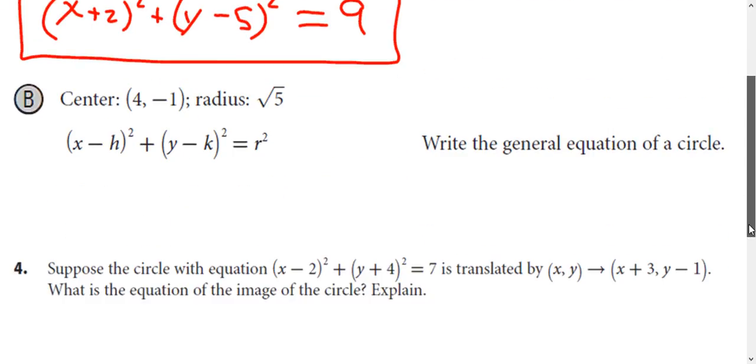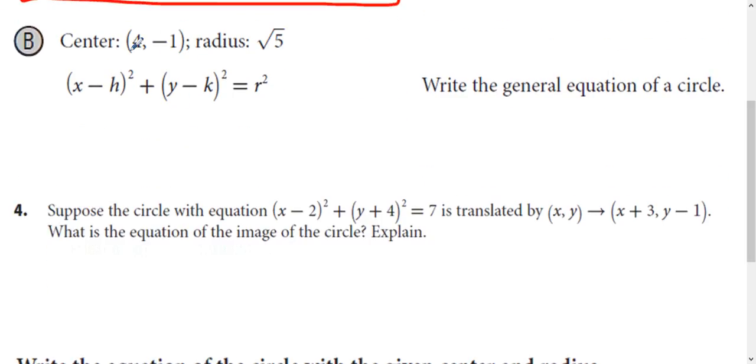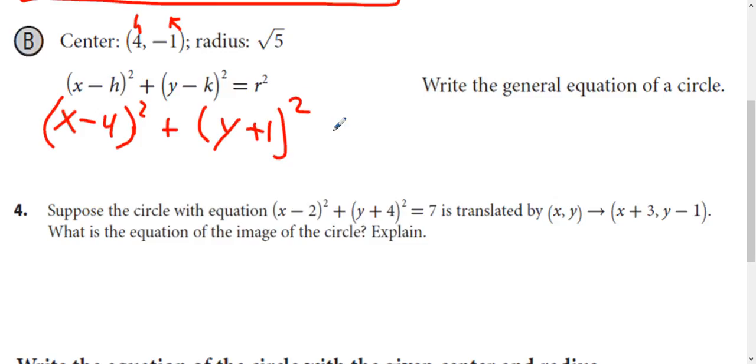Do the same thing for B down here. X minus, remember this is H, this is K, so x minus 4. Y minus negative 1, so that's plus 1. Equals the radius squared. So the square root of 5 squared is just 5. Squares cancel out square roots.